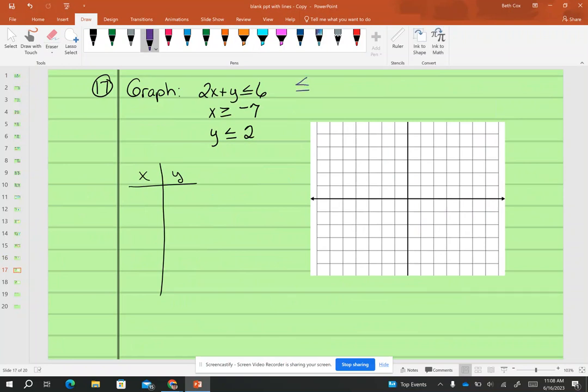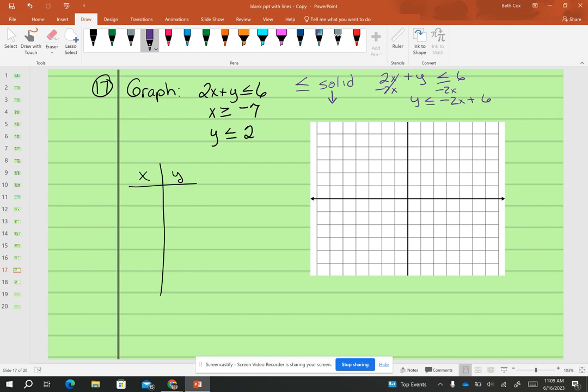We have a less than or equal, which is a solid, and we're going to make this one say y equals. So we have 2x plus y is less than or equal to 6. We subtract the 2x, so y is less than or equal to negative 2x plus 6. We have a solid line, and we're doing less than, so we're going to shade below.